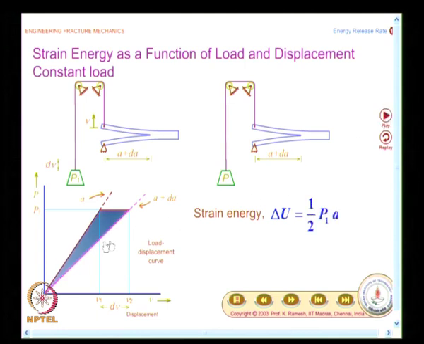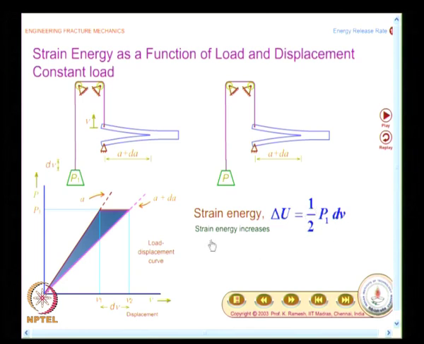So, what is the change in strain energy? That is this small triangle what you see here. You should be able to identify this very carefully, and this is how experiment is also done. So, you can find out experimentally what is the energy release rate, and what you have here is I get this as half of P1 into dV.